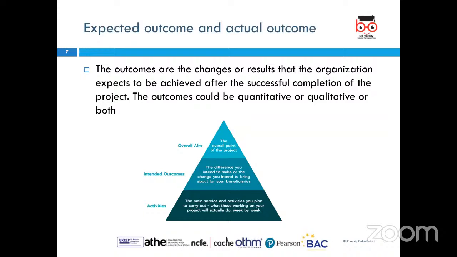Also, as Niti said, we must have a strategy where we have some expected outcomes. And once we've been carrying out this testing, we'll have actual outcomes. As you can see by the definition, the outcomes are the changes or results that the organization expects to be achieved after the successful completion of the project. The outcome could be quantitative or qualitative, or even both of them.